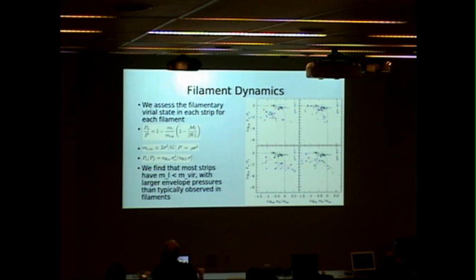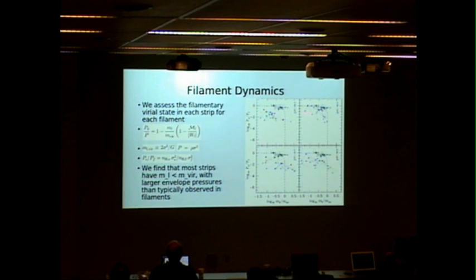So finally, we can also look at the dynamics of the filament by assessing the filamentary virial state. So this is the equation from Fiege and Pudritz 2000, where we have the surface pressure divided by the internal pressure with the mass per unit length over the virial mass per unit length. And this is a magnetic term, which in our simulation goes away since we don't have magnetic fields. So the virial mass per unit length is defined as this, with the sigma being the velocity dispersion in the filament. And in our units, this ratio of pressures is given by these quantities.